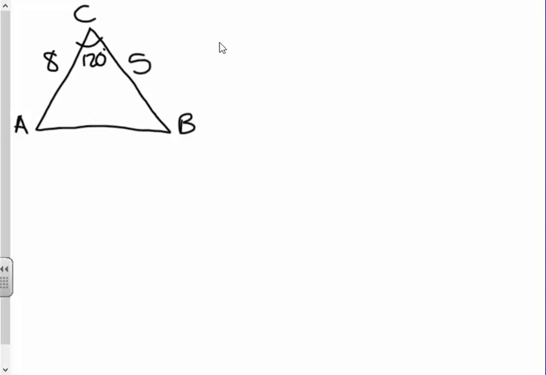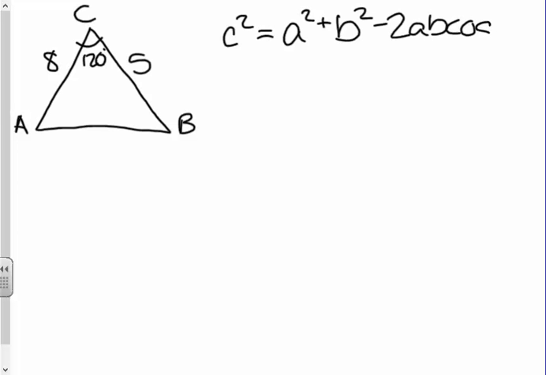Now for law of cosines, remember that you get to switch all the variables around, but the most useful one for us is c squared equals a squared plus b squared minus 2ab cosine of capital C. So we're just going to plug in values.